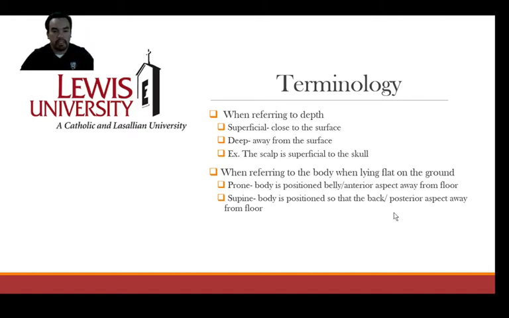When we're referencing depth, superficial is close to the surface, and if something is deep, it's away from the surface. For example, the scalp is superficial to the skull. It sits on top of the hair. The skin on top of our head is superficial to the skull.